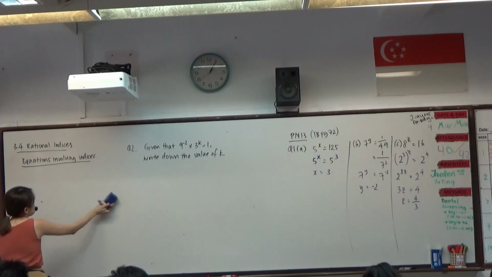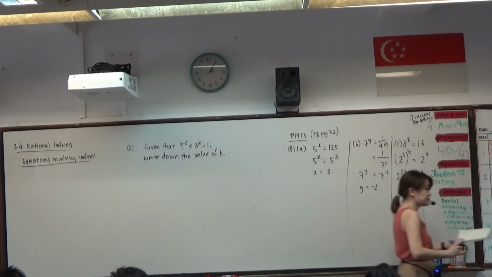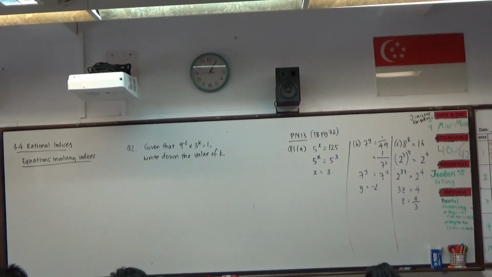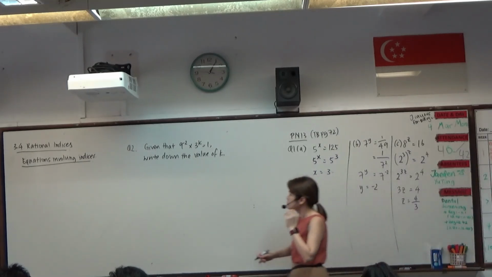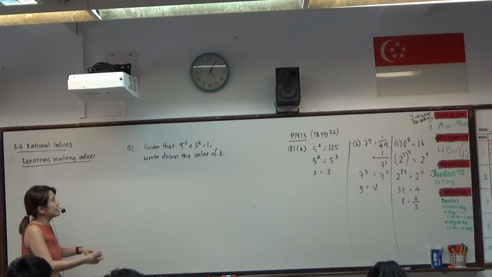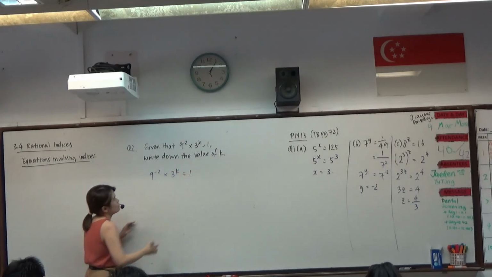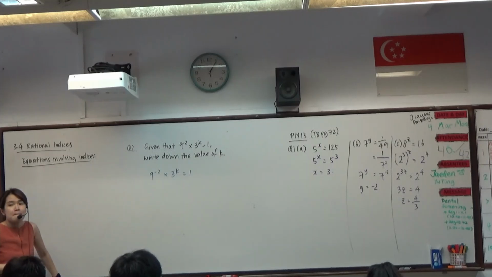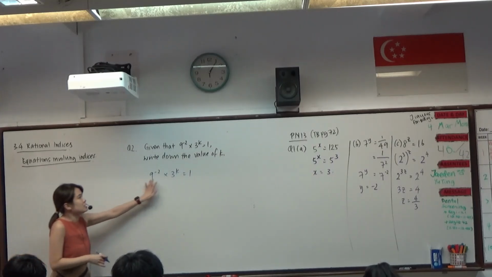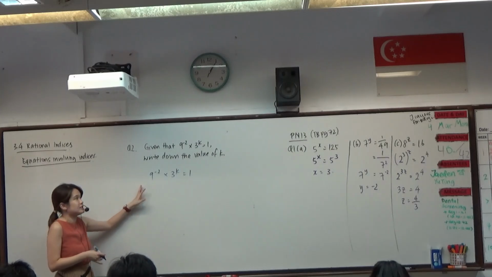Okay, let's do question 2. I know that this is a very simple concept, but I still need all of us to listen. Yes, listening. Now, question 2 it says that given that 9 to the power of negative 2 times 3 to the power of k is equals to 1, we want to find the value of k. Alright? 9 and 3 they are different bases. We cannot apply any laws of indices at this juncture.